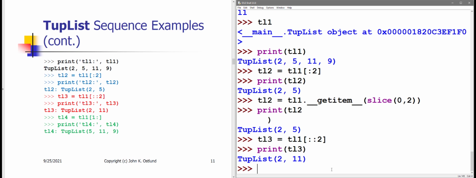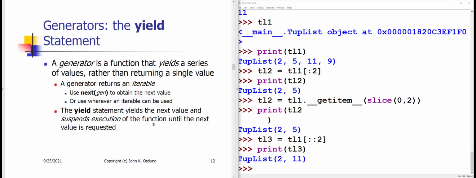All right, so that gets us to the end of how to make your class into a sequence. If you define the len function and if you correctly define the dunder get item function to handle both individual integer subscripts and slices, then you can do everything with your class that other kinds of sequences can do. Next, we're going to take a look at what are called generators.